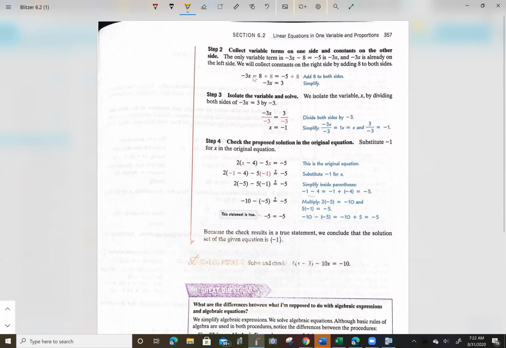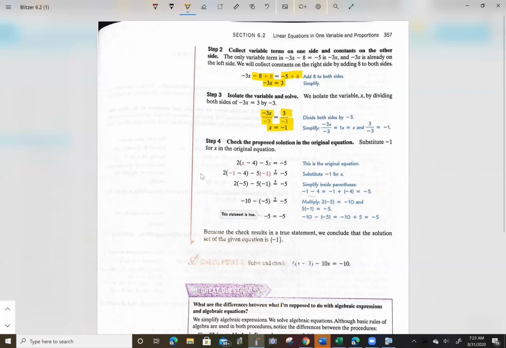And then we're going to add 8 to both sides. Then you have negative 3x equals 3. Then we're going to have to divide both sides by negative 3. Okay, so we have negative 3x divided by negative 3, and we also have 3 divided by negative 3. We have now successfully isolated our variable. We just have x is equal to negative 1.